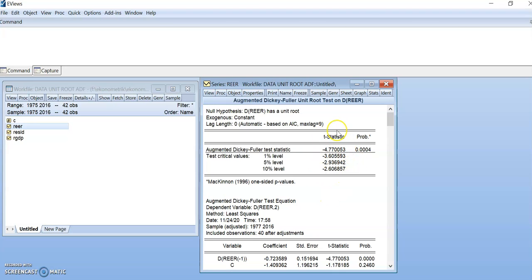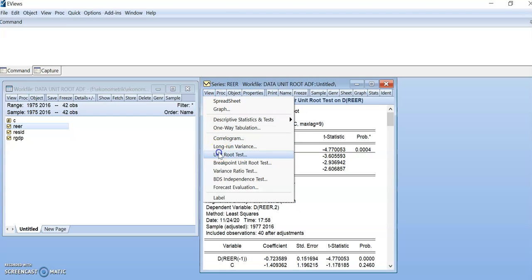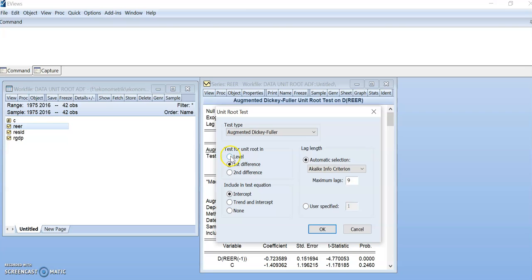Now we go to the statistic. As we can see here, when we ignore the negative sign, 4.77 is larger compared to 3.60, 2.93 and 2.60. So by comparing the value of this statistic, the REER is stationary at first difference. Now I want you to do the same process for the other options.